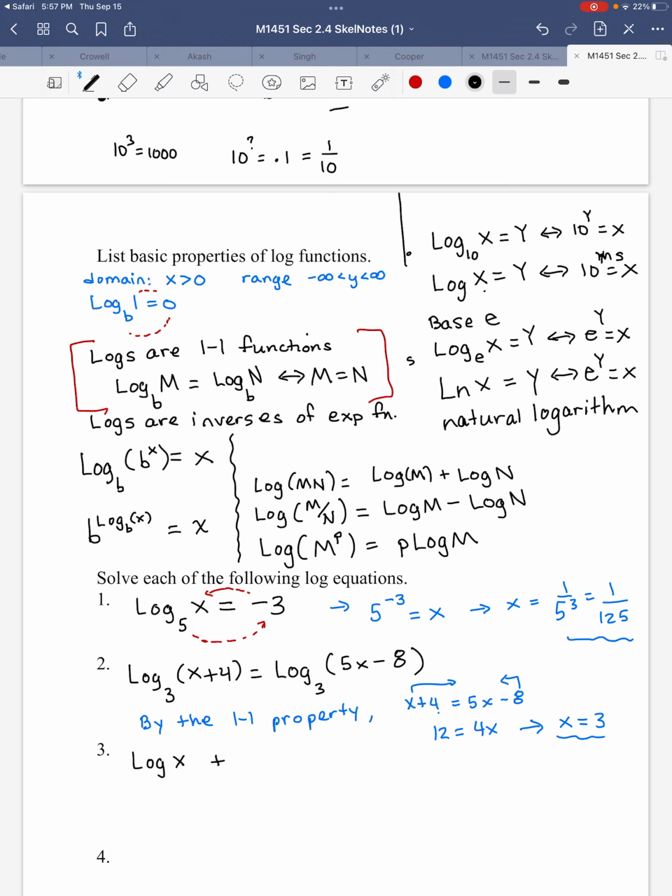Log of x plus the log of x plus 3 is equal to, let's just put a 1 here. Let me see if I can do this. Let me check it out in my head real quick. Yep, that one's going to work. Let's try this one.